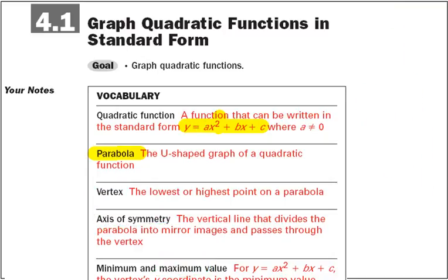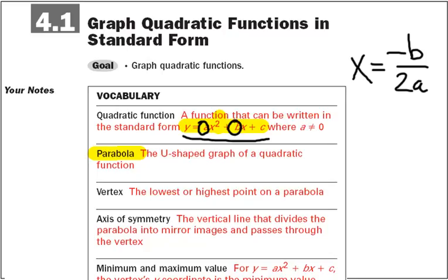Remember, we called this form the standard form. In the standard form, I knew that I could find the vertex by finding the x-coordinate, which would be negative b over 2a. The a is whatever number is in front of the x squared term, the b is whatever number is in front of the x term, and the c is whatever number is the constant with no x by it.